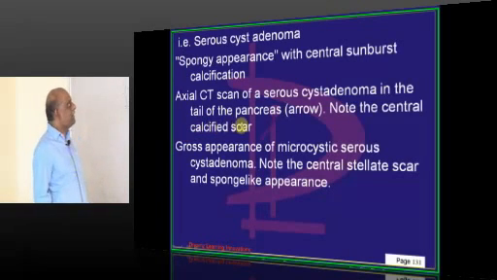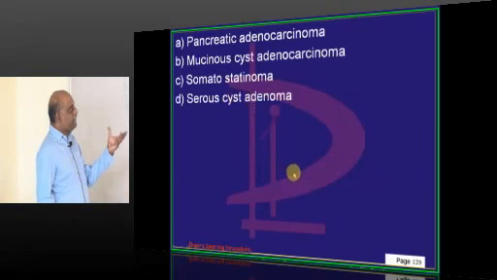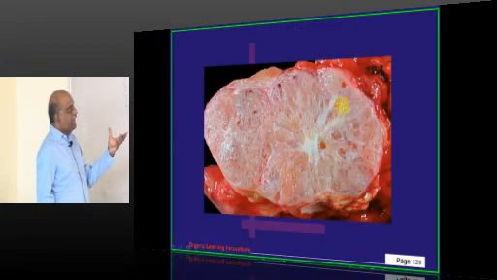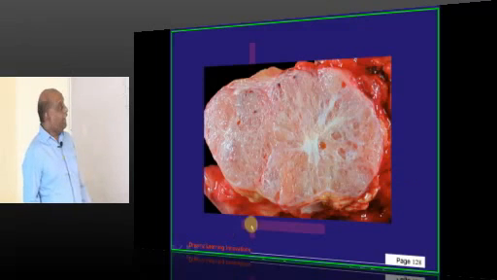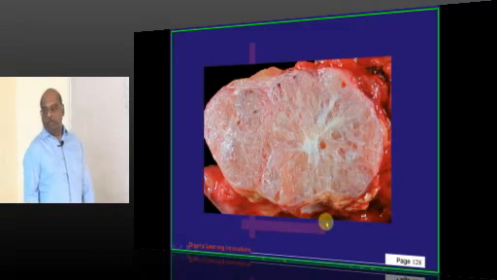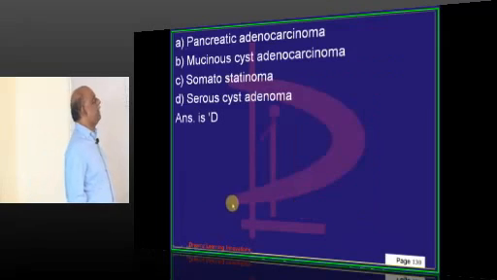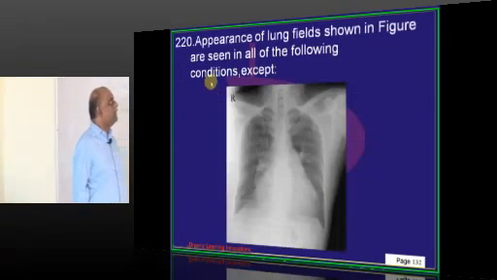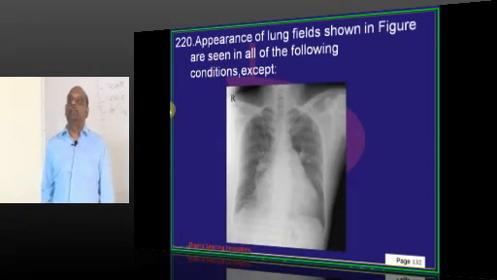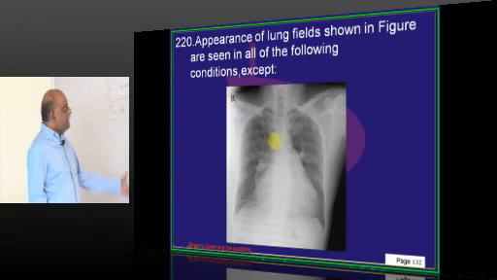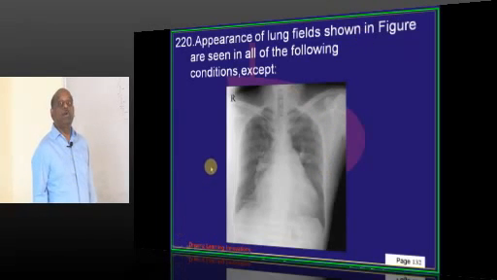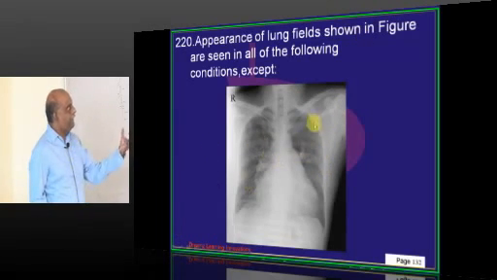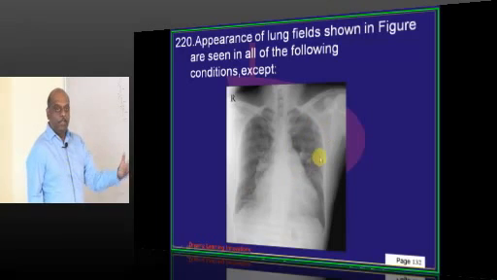It has got a central sunburst type of calcification. Sunburst calcification, it looks like a sunburst. It has got a spongy appearance, which are the classical features typical of serous cystadenoma, is what I want to underscore. Now what about these lung fields? How are they looking? Are they looking oligemic or plethoric? They are looking plethoric, full of blood.